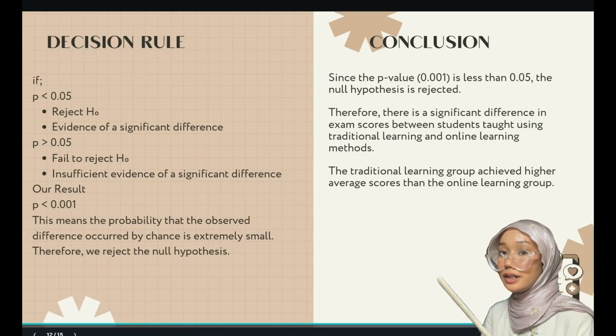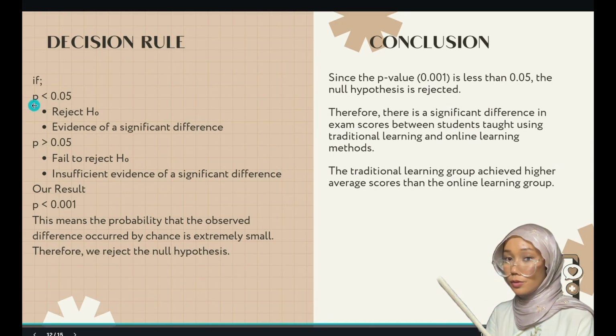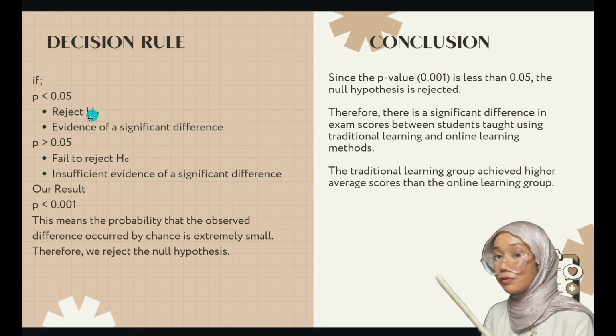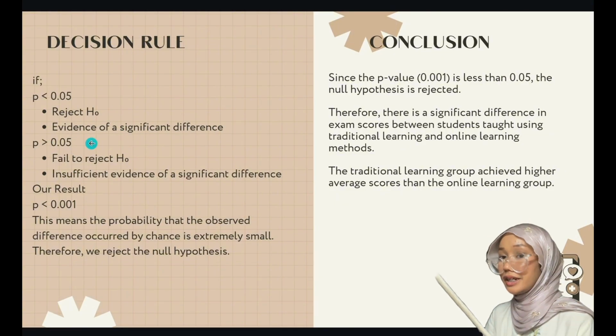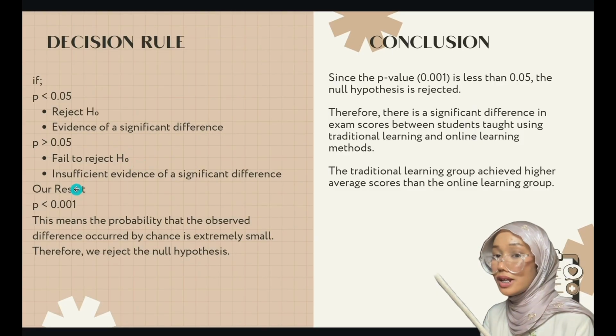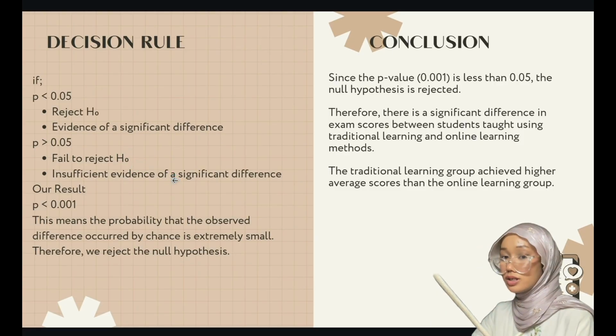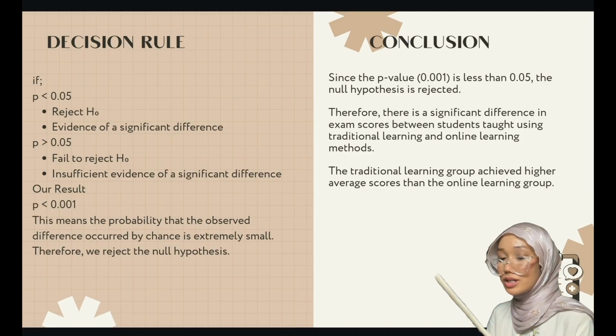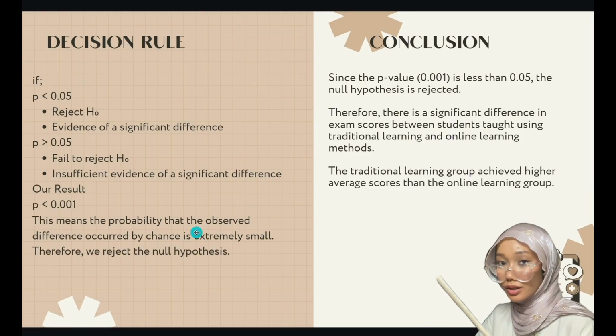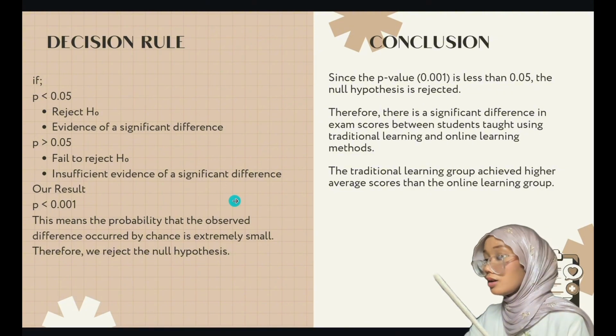So, let's see the decision rule. If p is lower than 0.05, we reject the null hypothesis, so there is evidence of a significant difference. And if p is higher than 0.05, we fail to reject the null hypothesis, so it shows insufficient evidence of a significant difference. Based on our result, we get p lower than 0.01. So this means the probability that the observed difference occurred by chance is small. Therefore, we reject the null hypothesis.